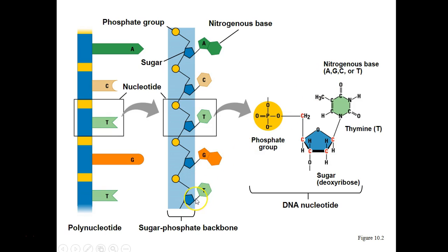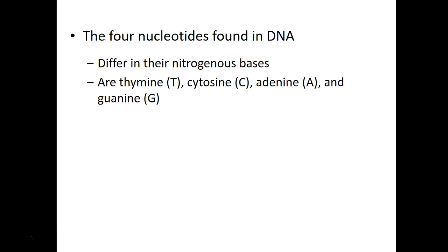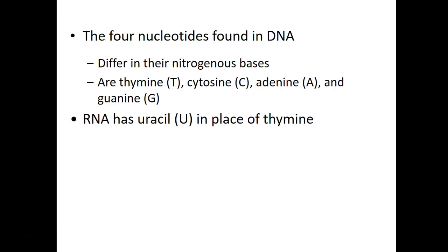But basically you have a polymer that's made up out of repeating subunits, and those repeating subunits code for information. So the 4 nucleotides that are found in DNA differ in their nitrogenous bases. So we have thymine, cytosine, adenine, and guanine. Uracil is found in RNA only.